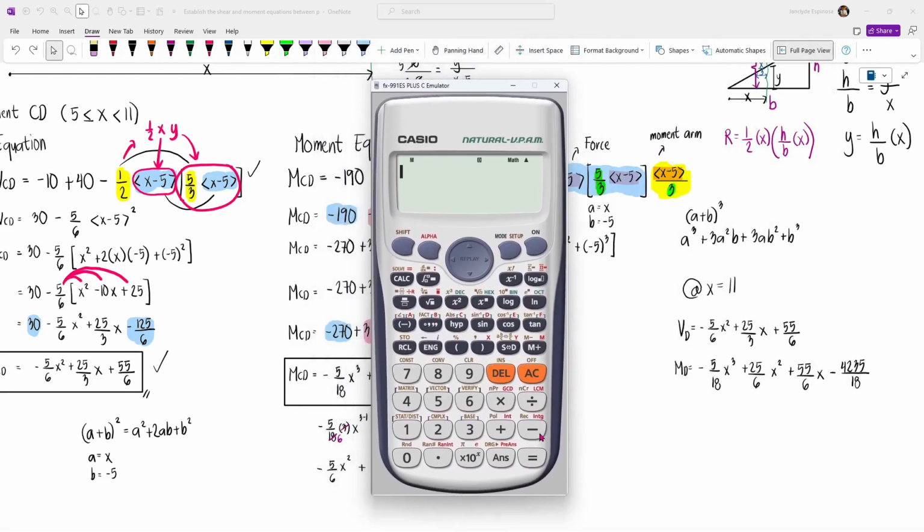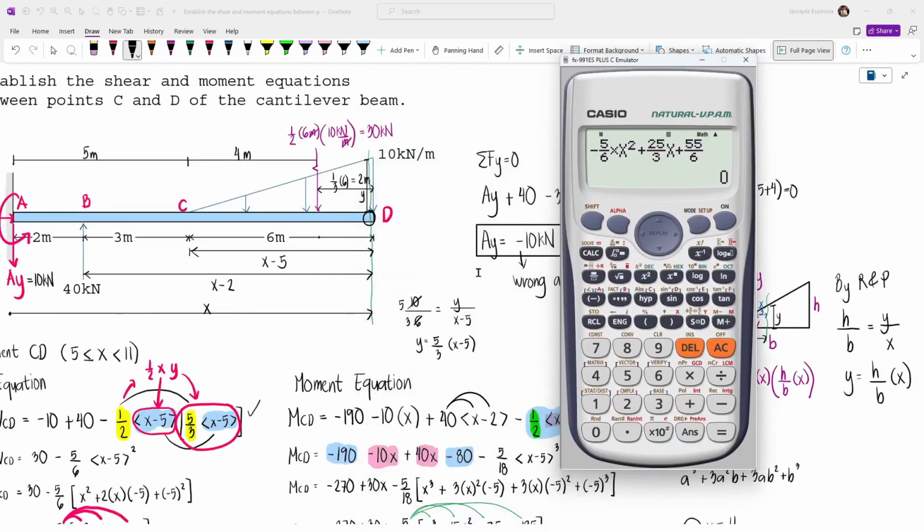So we have minus 5 over 6 times 11 squared, or you can just use x and then squared, plus 25 over 3 times x, and then plus 55 over 6. And so once you have done this, you can press calc and then input the value of x. So since we have 11, let's type in 11, press equals, we're going to get 0. So this becomes 0.